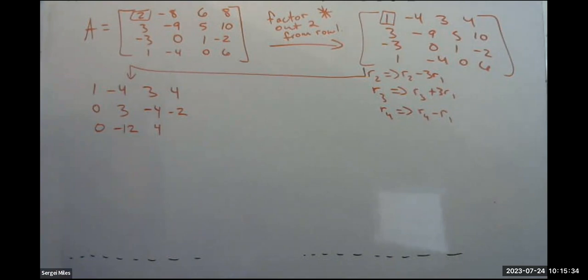Hold on, did I copy this right? 1, negative 4, 3, 4. 3, 9, 5, 10. Negative 3, 0, 1, negative 2. 1, negative 4, 0, 6. Yeah, there might be another typo in the lecture notes. I apologize for that. What I do on the board here hopefully should be correct.